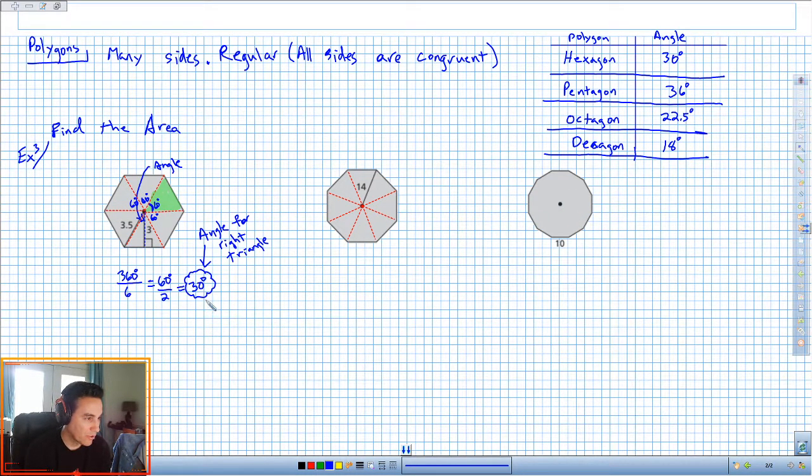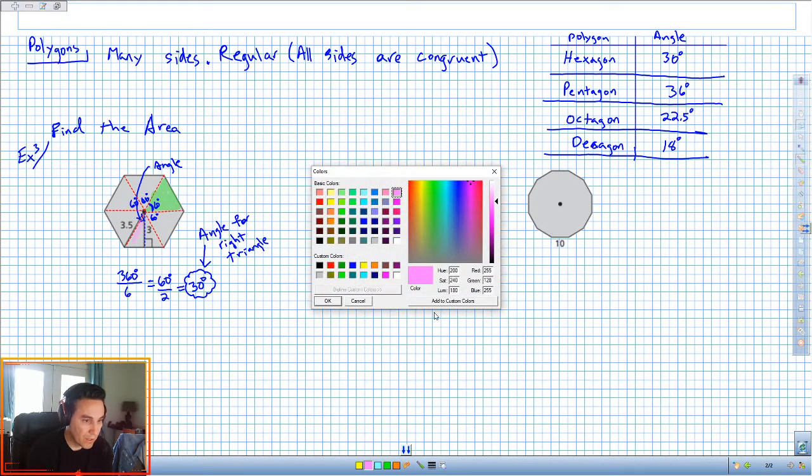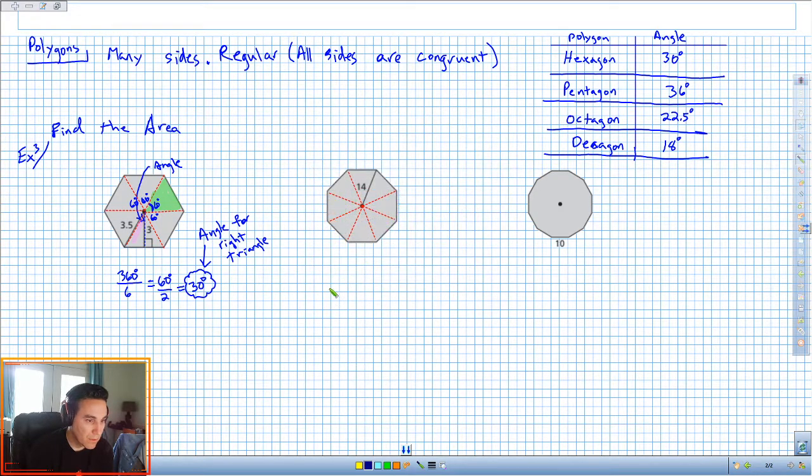So we know the angle's 30. This is what I'm visualizing in my head. I'm looking at this triangle right here. Oh, it's the same color. I'm going to pick a different color. Looking at this triangle right here. Okay. And you are going to find the area of this triangle. All right, it's a right triangle. So I'm going to zoom in because that's really hard to see. I'm going to zoom in on that triangle.